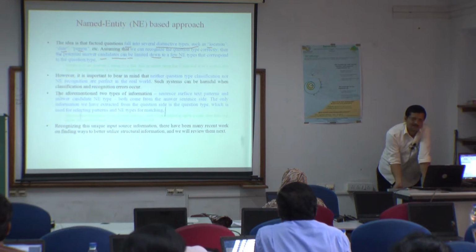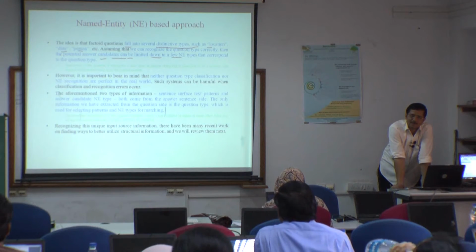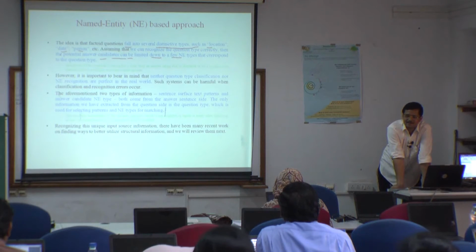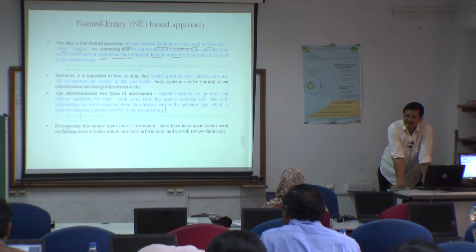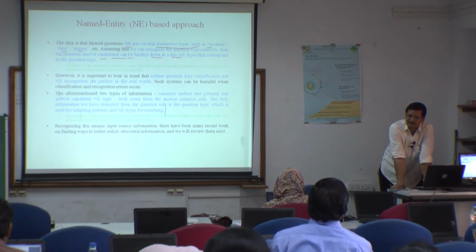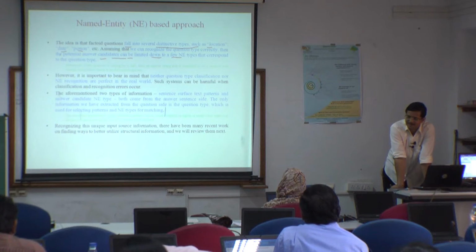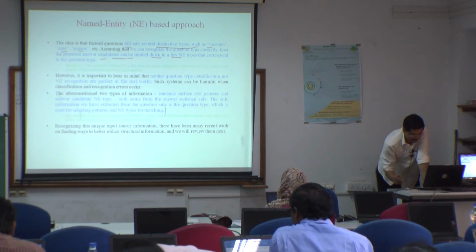For example, what is the address of a particular place? Then you have the name of a particular place, and you have the address. So you have a named entity, the name of the particular place, and the address. There will be two important terms that you can extract from the question, and based on those two terms you will try to identify the answer. So this is the main theme behind named entity based schemes.